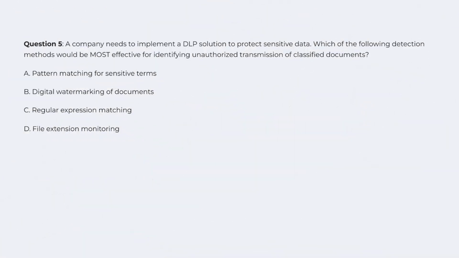Question 5. A company needs to implement a DLP solution to protect sensitive data. Which of the following detection methods would be most effective for identifying unauthorized transmission of classified documents? A. Pattern matching for sensitive terms. B. Digital watermarking of documents. C. Regular expression matching. D. File extension monitoring.